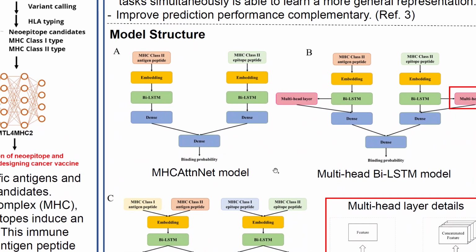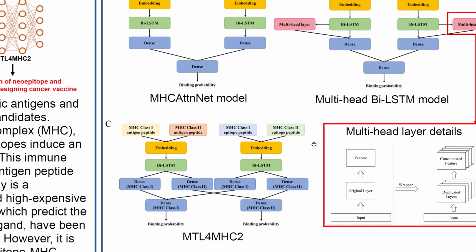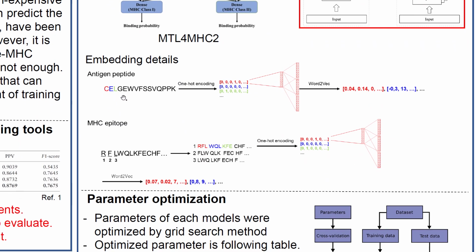MTL4MHC2 was designed based on MHC@net, which is an existing BiLSTM-based prediction model. Model inputs consist of antigen peptide sequences and MHC binding site sequences. Input data of MTL4MHC2 are MHC class 1 and 2 data. All models adopted the same embedding method. Antigen peptide was embedded into a 100-dimension vector by monogram token. MHC peptide was embedded into a 100-dimension vector by trigram token.